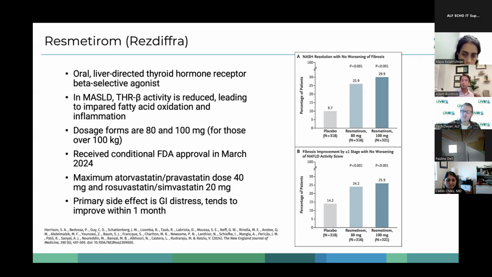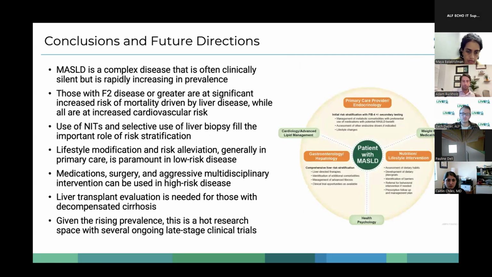At this point, most people prescribing it are specialists, but you should know that it does affect the doses of statins that people can be on. It induces the same enzyme as statins, and so for patients that are on atorvastatin or Crestor, just know that there are maximum doses that you can see on the side. The GI side effects tend to be the most notable of the side effects, but in our experience, they tend to resolve after about a month of treatment.